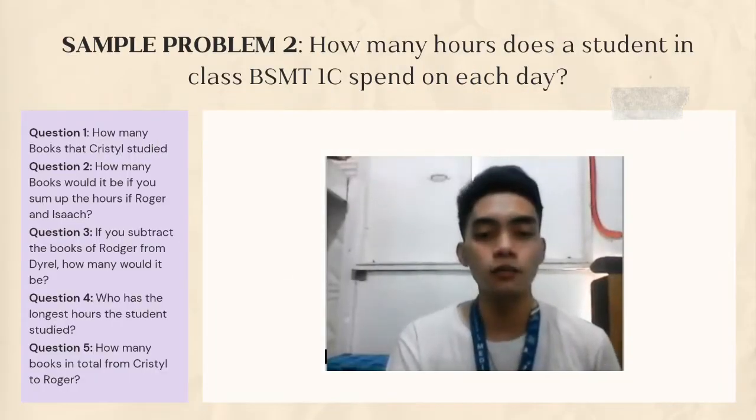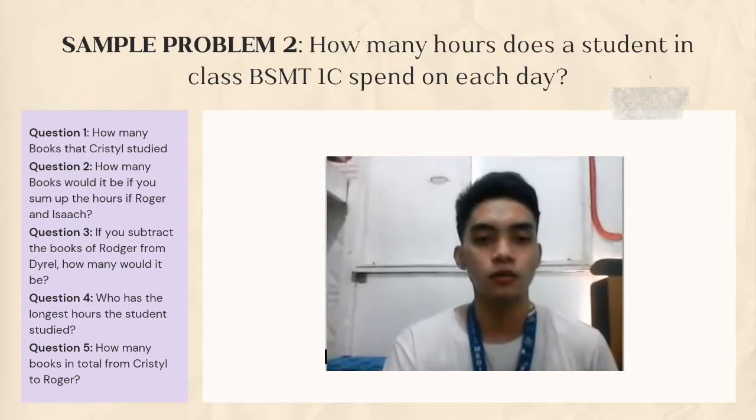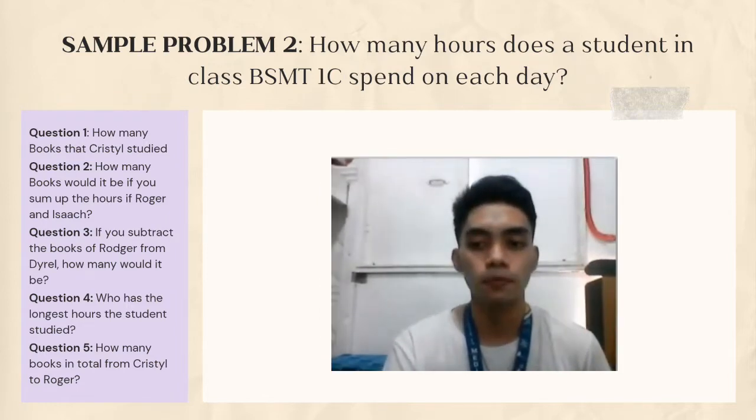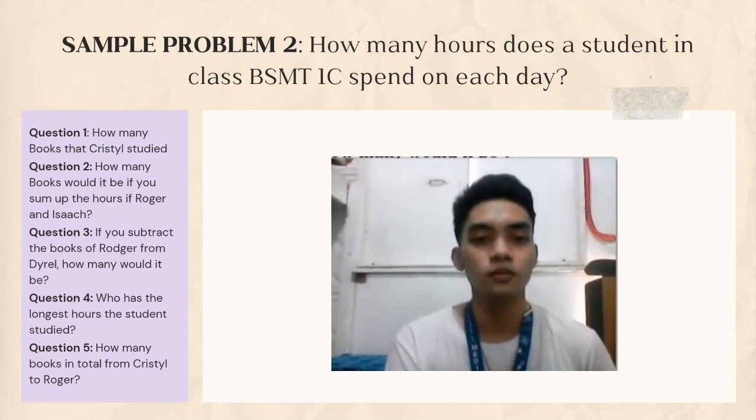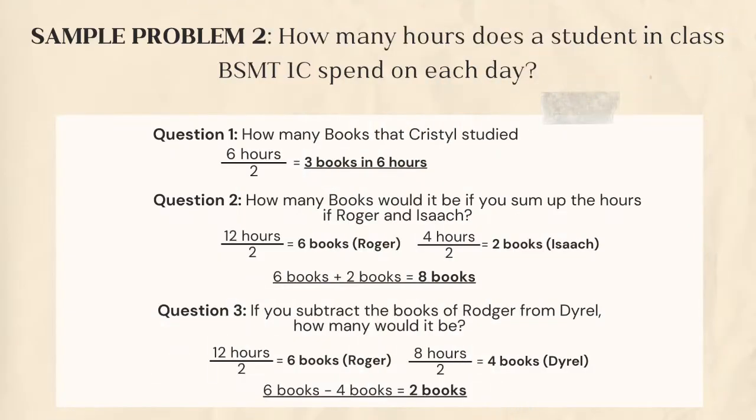Question number 1. How many books did Christelle study? Question number 2. How many books if you sum up the hours of Roger and Isaac? Question number 3. If you subtract the books of Roger from Nairil, how many would it be? Question number 4. Who has the lowest hours the students studied? Question number 5. If you add up all the books from Christelle and Roger, what is the sum of all? And now, I will give you a minute to read the answers since they are already shown on the screen.